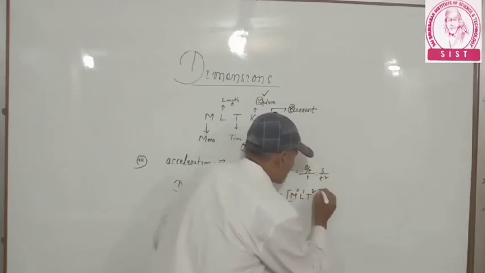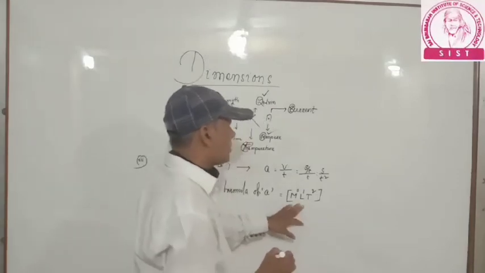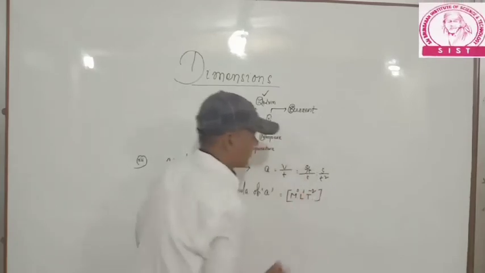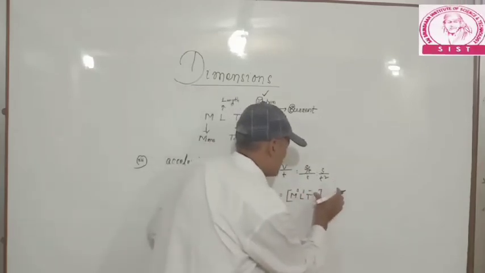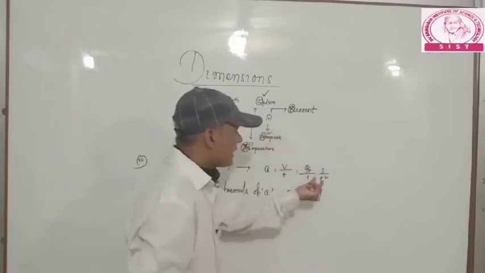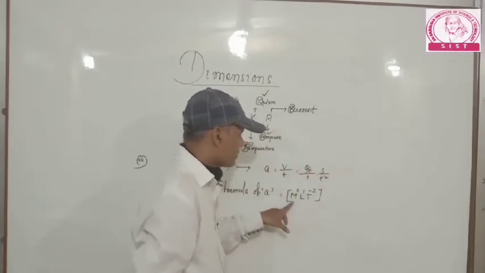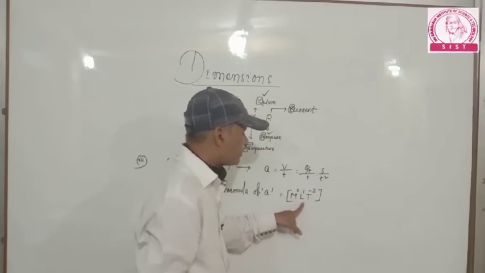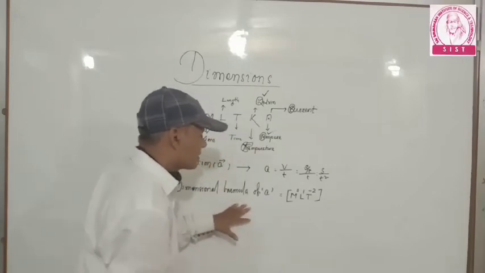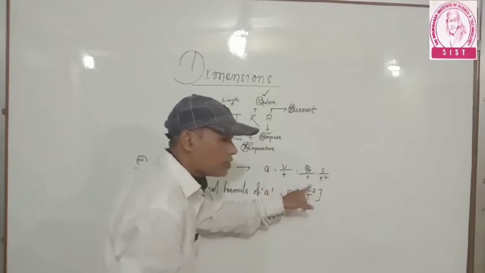So the dimensional formula of acceleration is M^0 L^1 T^-2, not T to the power 2, T to the power minus 2, because in the denominator it is T square. So when you lift it, you see it is M to the power 0, L to the power 1, T to the power minus 2. This is the dimensional formula. What is the dimensions of a? 0, 1, minus 2.